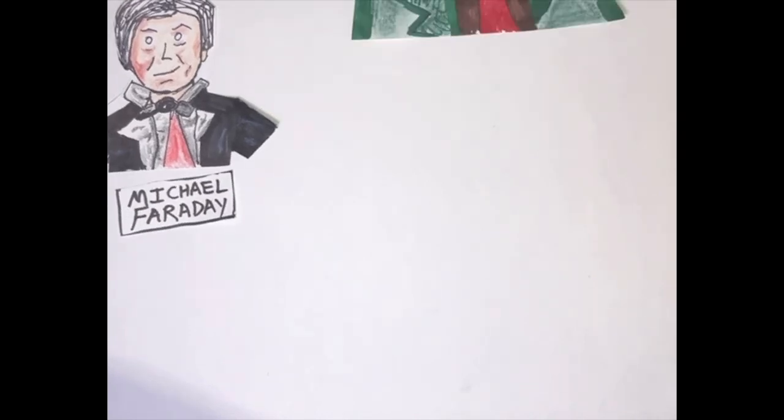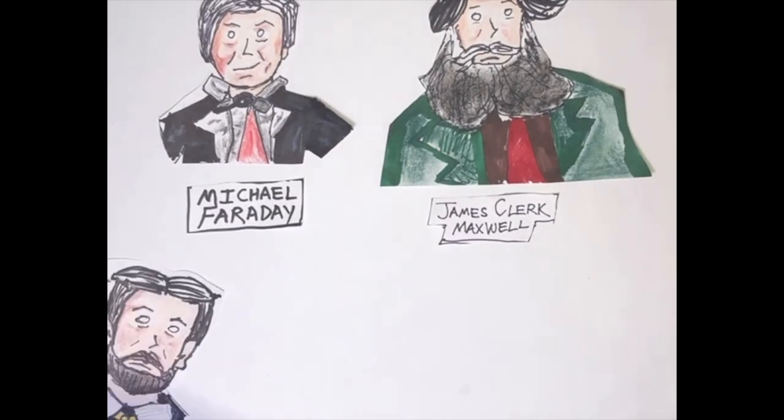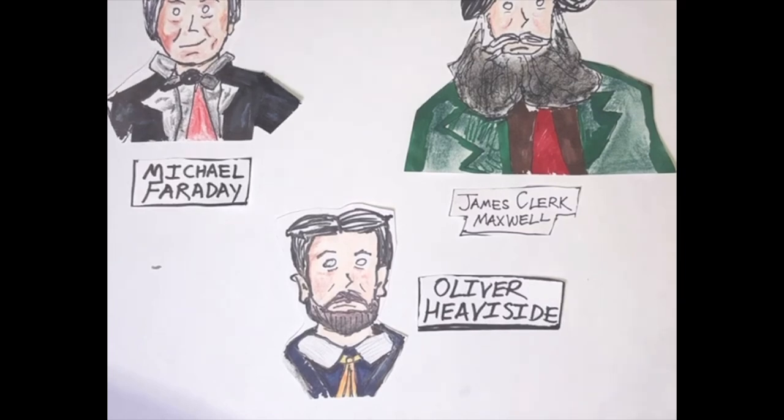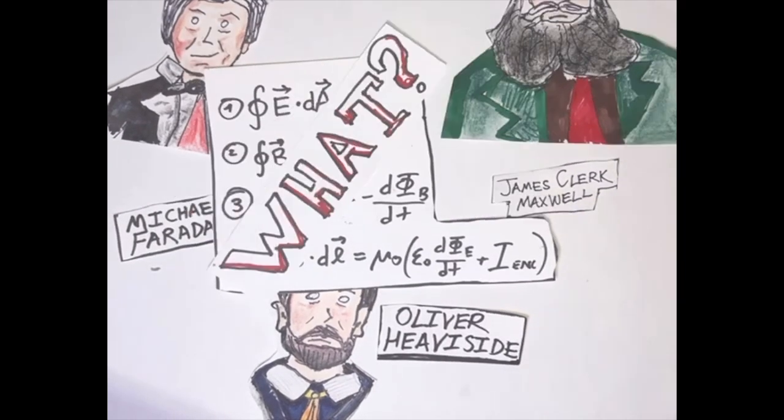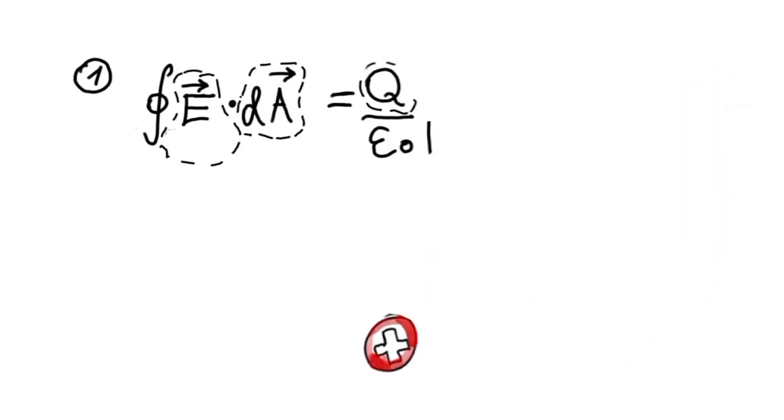The idea that electricity and magnetism were actually the same force was first conceived by Michael Faraday and formulated mathematically by James Maxwell and Oliver Heaviside. But what do all these symbols mean? Let's break them down now.